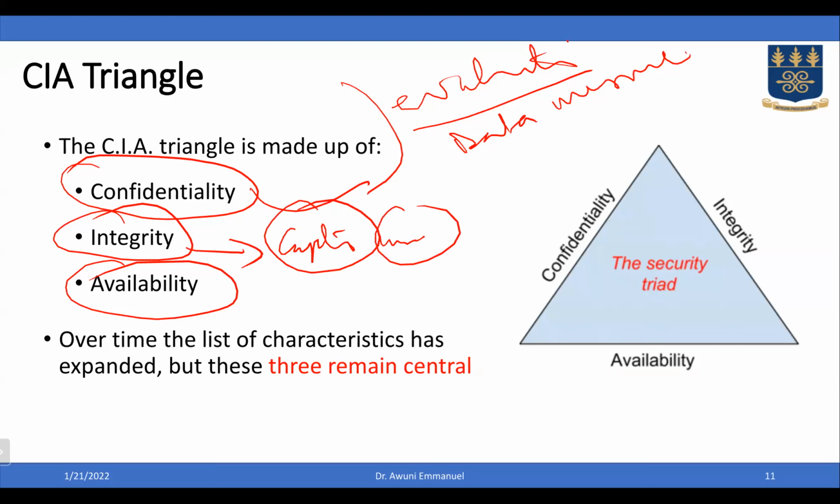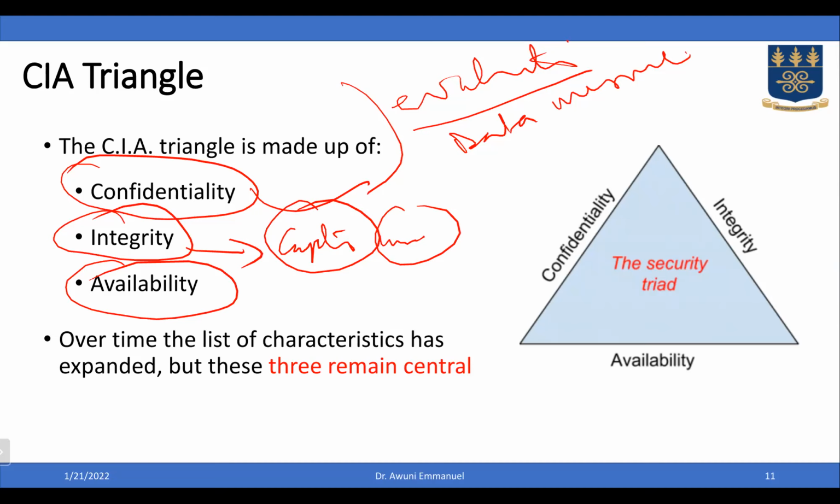If I have a file on my system, and the file is protected in such a way that, of course, you can have antivirus to protect the file so that it will not be corrupted, and then the data in it cannot easily be altered by anyone, it means that the integrity is high. Then the availability has to do with the data being available at all times when you need it.